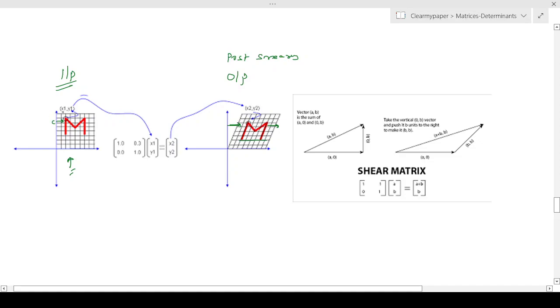So if you see here, the coordinate over here is x1 and y1. It's slightly blurred, but I'm writing it down. And the new coordinates or the output is x2 and y2. So how do you do that? So the answer is simple.